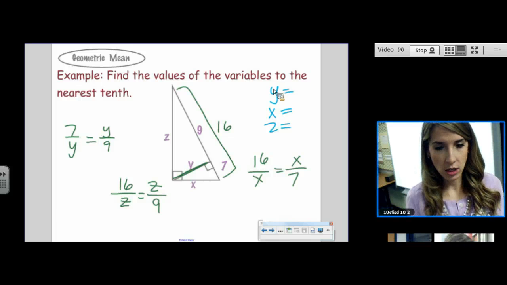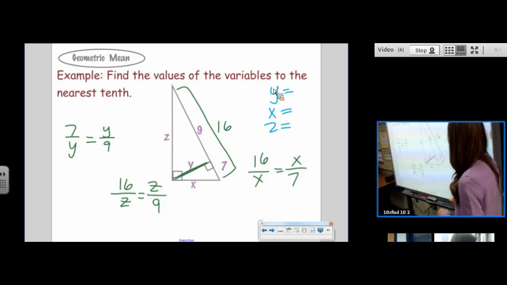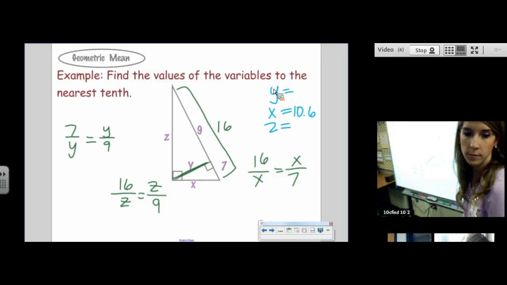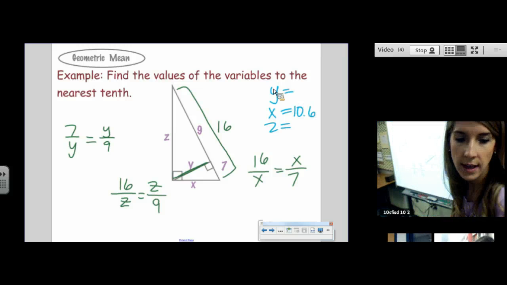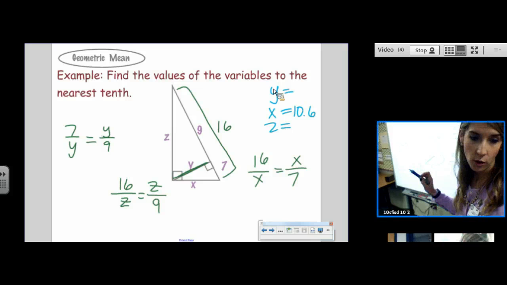Dustin's getting 42. Oh, okay, there you go. 10 point, nearest tenth would be, there you go, 10.6. What else do we have, guys? 7.9. And Lars, you got a whole number?